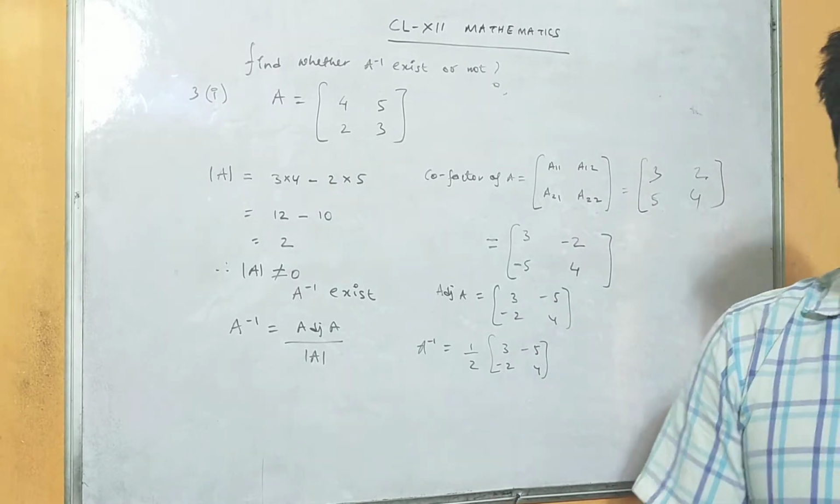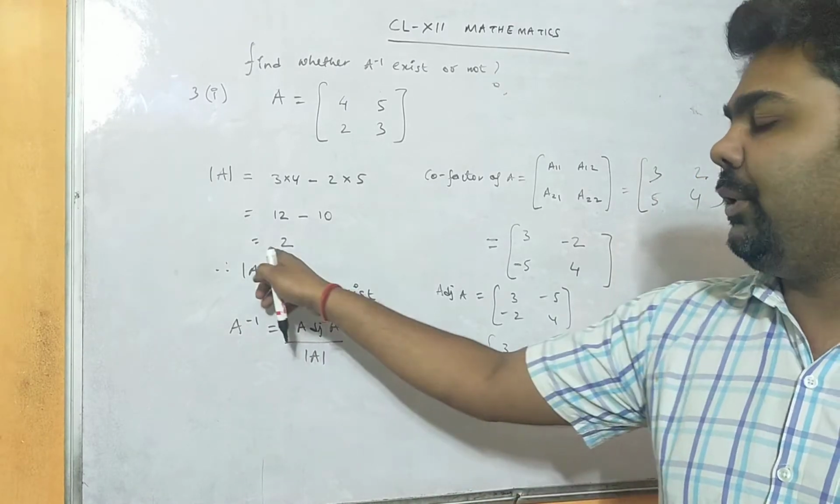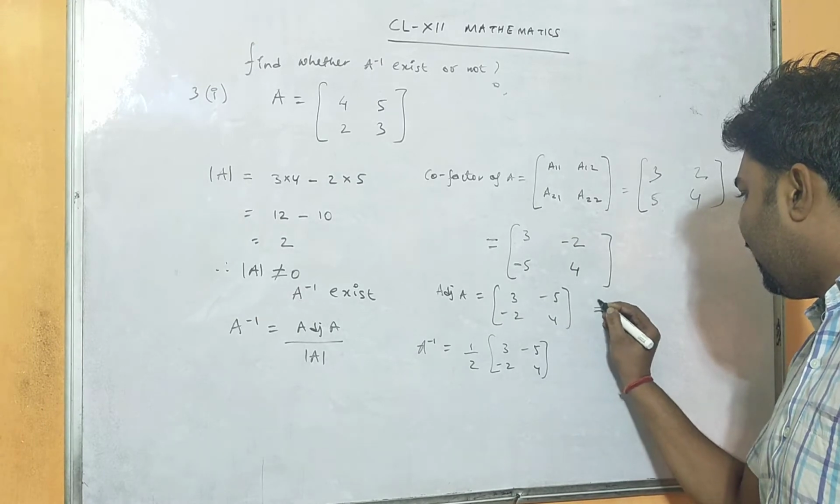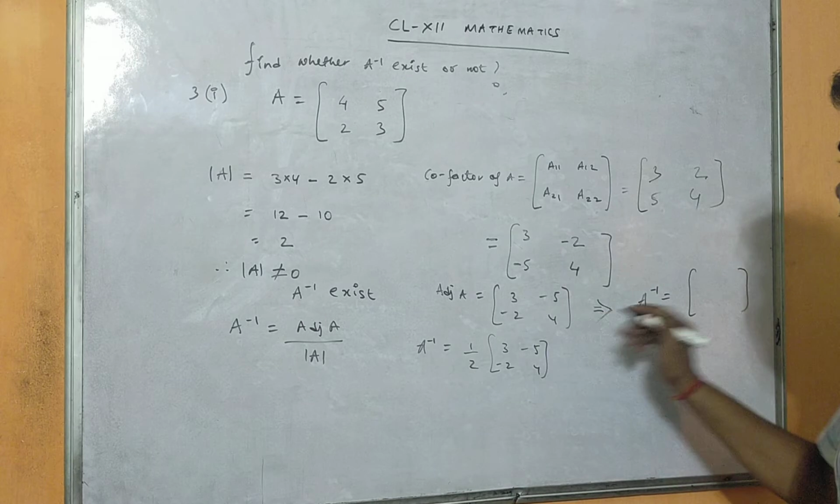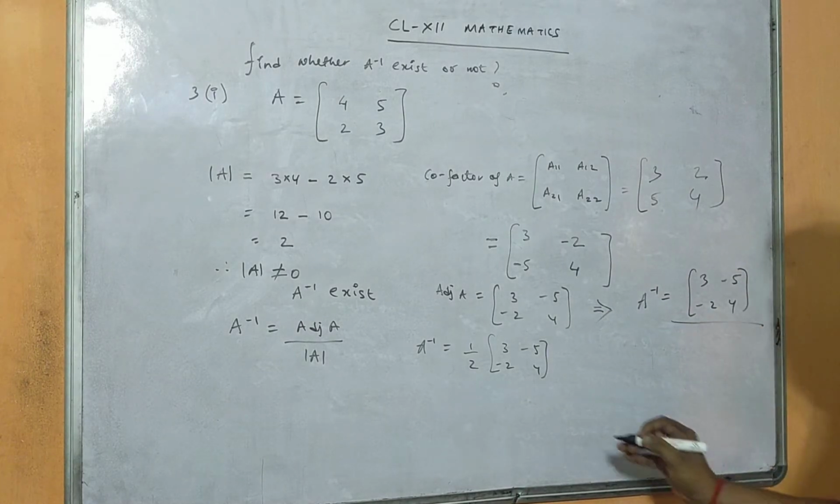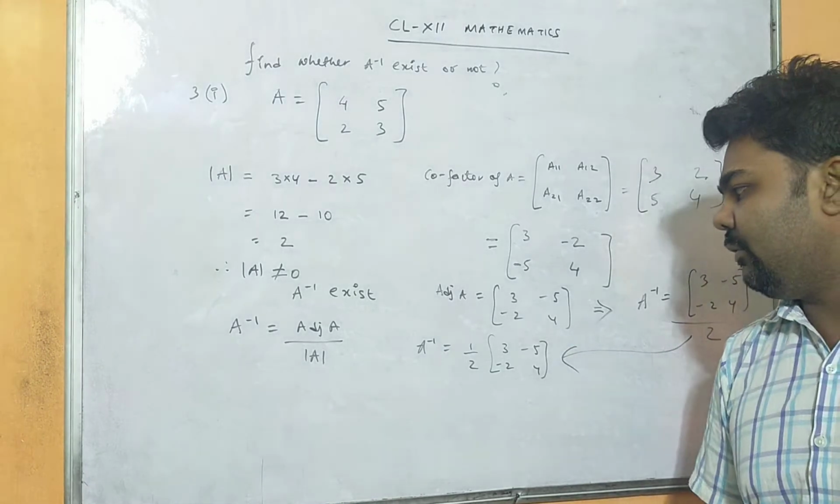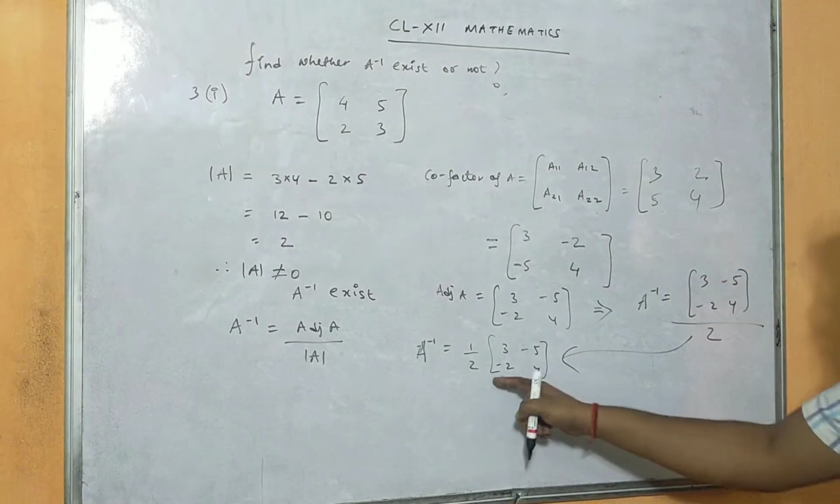We need to find the inverse. Therefore, what is the formula? Adjoint A by mod A. Mod A we already got as 2. Adjoint A we got here as 3, minus 5, minus 2, 4. Divided by mod A, mod A is 2. So this is rewritten as A inverse equals half times 3, minus 5, minus 2, 4.